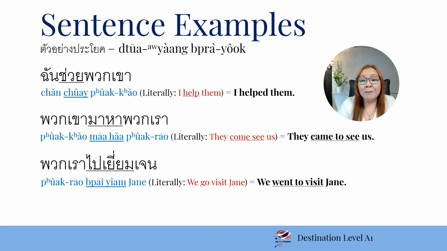And the next sentence. พวกเขามาหาพวกเรา. พวกเขา is now in the subject position, so it means they. And then พวกเรา is in the object position, so it means us. พวกเขามาหาพวกเรา, They came to see us. And the last sentence. พวกเราไปเยี่ยม Jane. พวกเรา is now in the subject position, so it means we. ไปเยี่ยม, to go visit, and Jane is in the object position. พวกเราไปเยี่ยม Jane, we went to visit Jane.